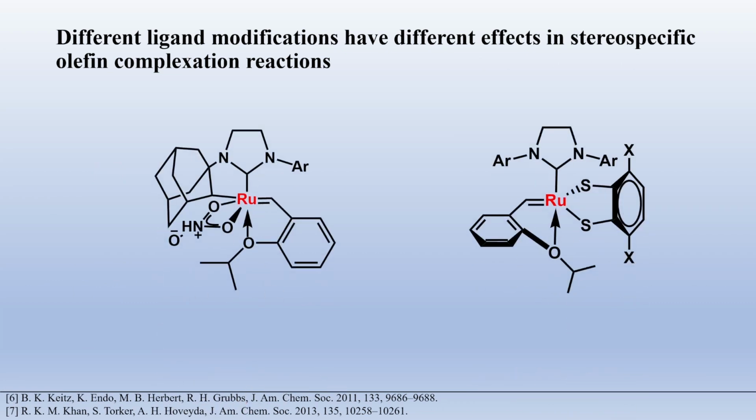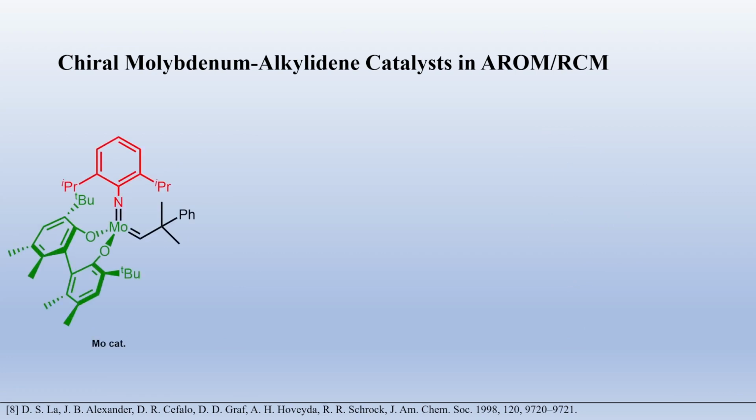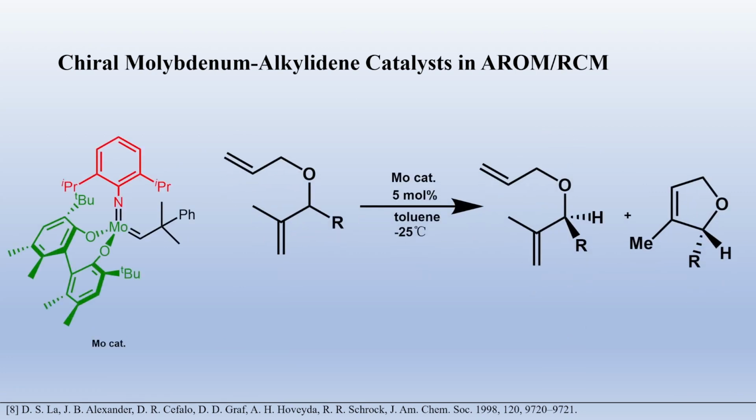Different ligand modifications have different effects in stereospecific olefin metathesis reactions. For example, the ruthenium catalyst on the left has a bidentate N-heterocyclic carbene moiety, and the right one has a chelating dithiolate ligand. These two catalysts show moderate to high Z-selectivity for reactions of unhindered terminal alkenes.